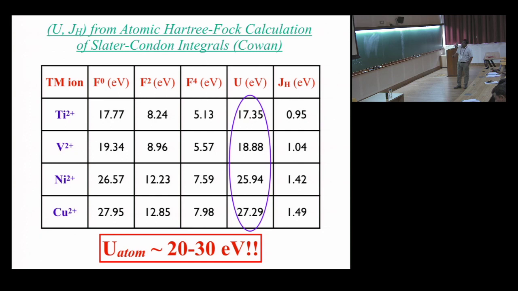So the U calculated from such atomic calculations is horribly large, of the order of 20 to 30 electron volts. On the other hand, the Hund's coupling is of the order of 1 to 1.5 electron volts, which people in the field would realize is not so unreasonable, whereas this is unreasonable.